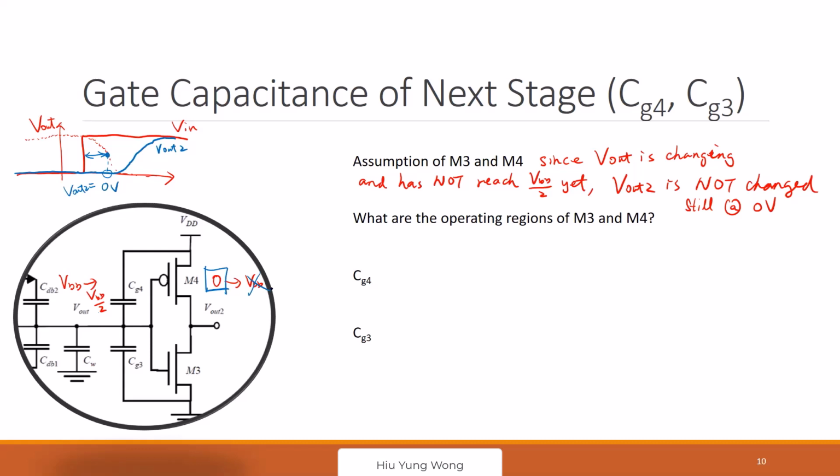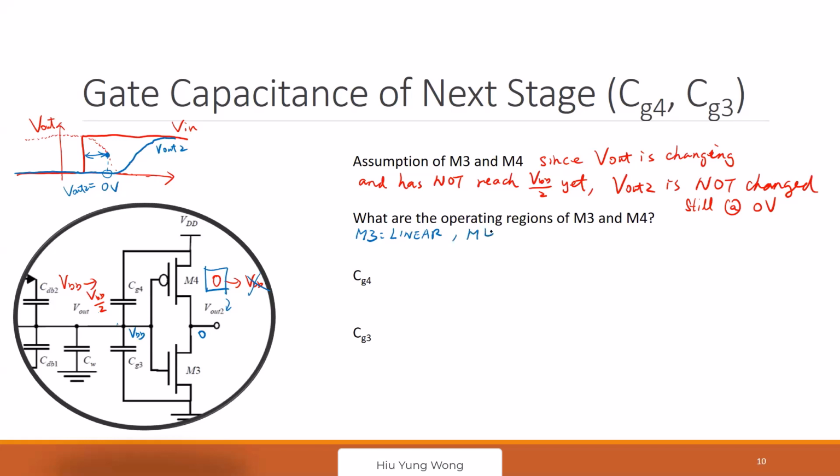So if this is the case, then at the beginning, at least, this is about VDD. The gate input is VDD. The output here is about 0, right? So can you tell me, what is the operation regime for M3? The gate is VDD, right? The output is 0. Linear, correct. Very good.